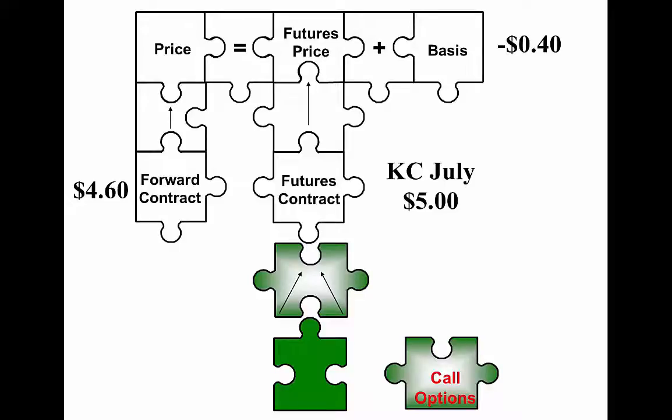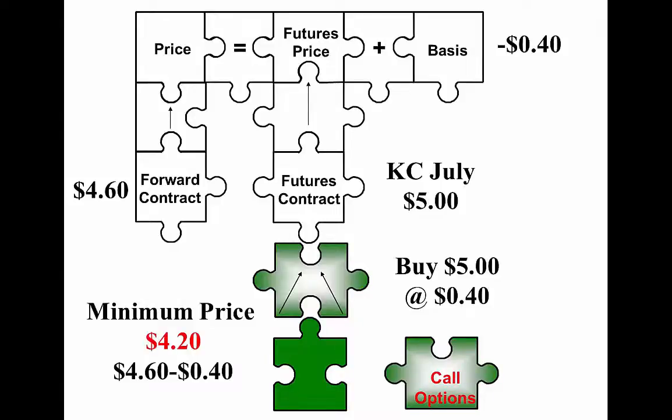So we put in a forward contract and then we think, well, what if prices go up? Well, we can buy a call to protect against higher prices. So let's buy a $5 call. And again, we could buy different strike prices, but let's just keep it at $5 at 40 cents. Our minimum price is $4.20. It is $4.20 because the forward contract locks in both the futures price and the basis. So we're looking at a minimum price of $4.20.